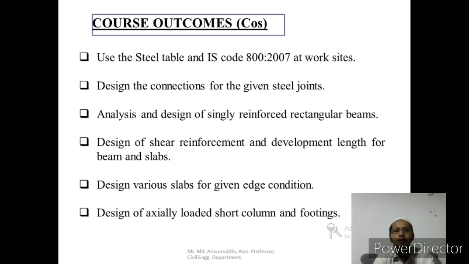Some of these are: we can use the steel table and IS code 800-2007 at the work site. We can design the connections for the given steel joints. Again, we can analyze and design singly reinforced RCC beams for the RCC structure. We can design shear reinforcement and development length, that is bond strength, for the beams as well as slabs for the given site condition. We can design different types of slabs for the different given edge conditions. Again, we can design axially loaded short columns and footings.